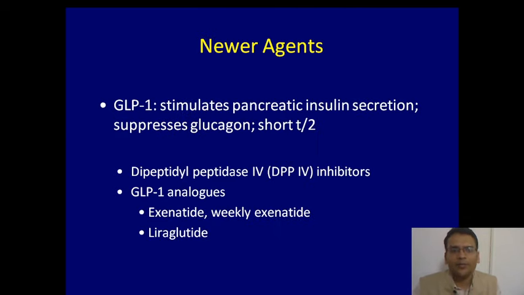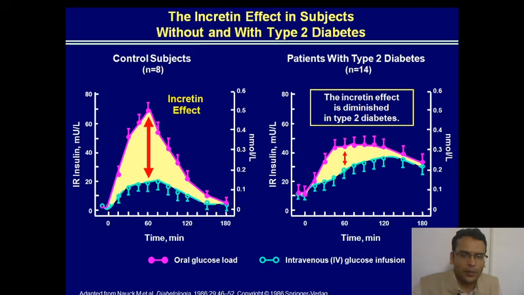Newer agents, you have agents based on GLP-1, which is known to stimulate pancreatic insulin secretion and suppress glucagon. However, it has a very short half-life, so you need to use an agent which is like GLP-1 but with increased half-life, so that you don't need repeated administration. So one agent is DPP-4 inhibitors or dipeptidyl peptidase 4 inhibitors, which inhibit the degradation of GLP-1, or second agents are GLP-1 analogs, which are long-acting forms of analogs of GLP-1. So you have exenatide, weekly exenatide and liraglutide in this group.